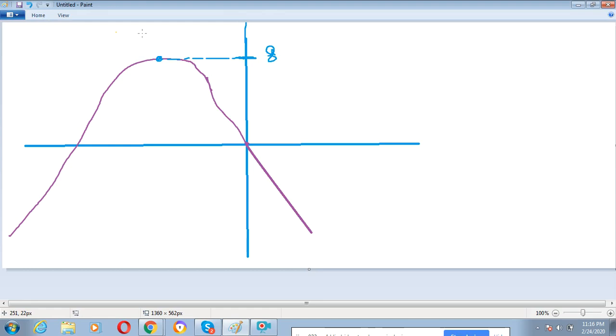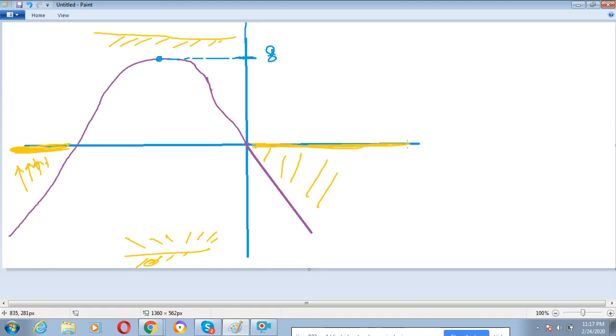If I drop a shadow on the x-axis, this part's shadow will be here, correct? And the middle part's shadow will be here, and on the bottom too. So the domain is R, correct? Are you getting it?